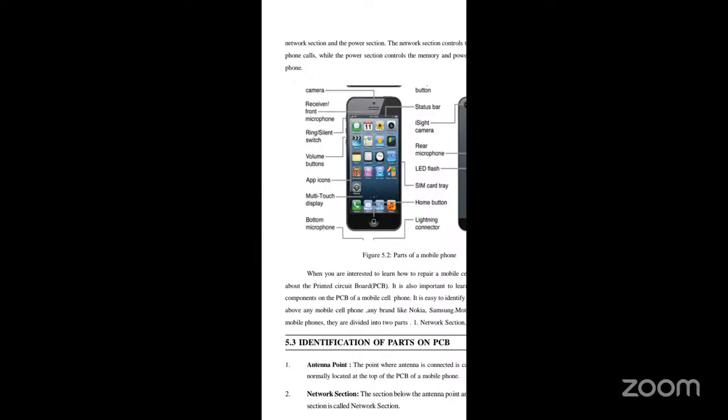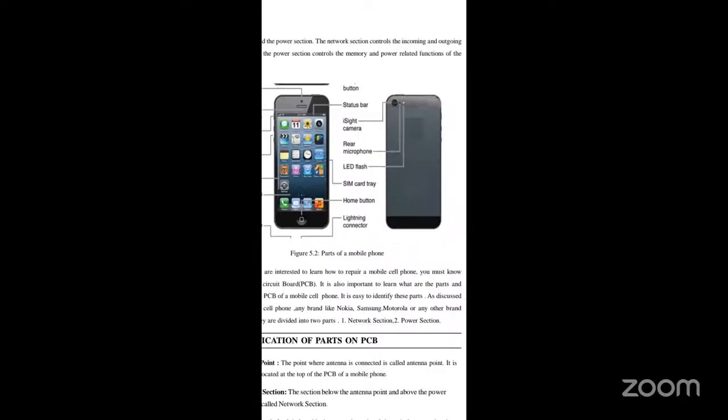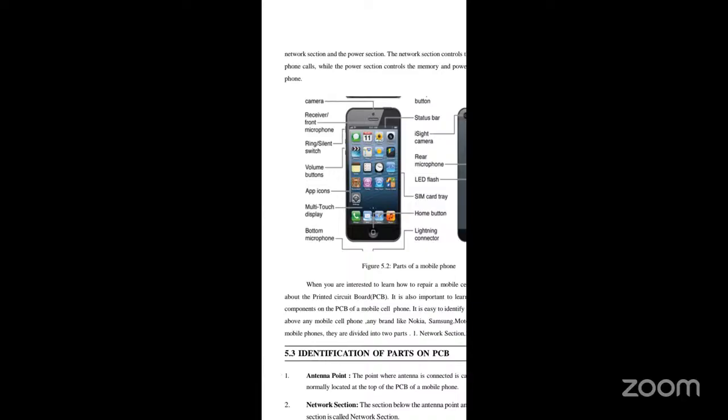Network section and the power section. The network section controls the incoming and outgoing phone calls, while the power section controls the memory and power related functions of the phone. Camera.